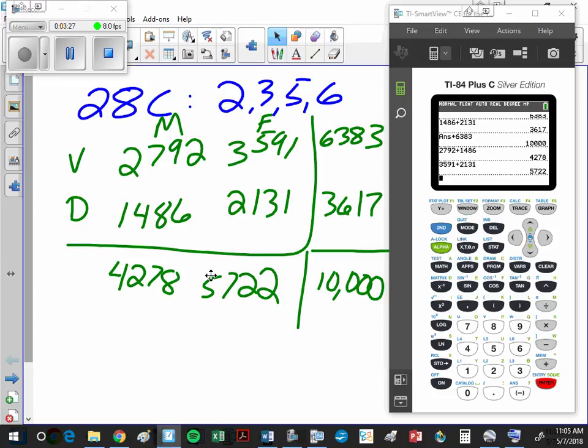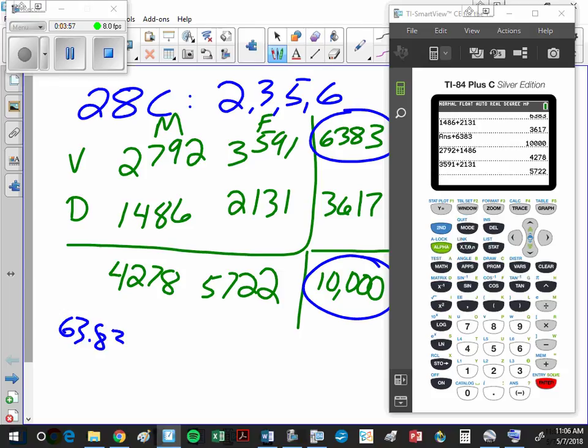So what I need to do is figure out what percentage of the population voted. How would I do that? I take this and I divide it by 10,000. Now, they are nice to us. I know what the answer is because it's divided by 10,000. It's 0.6383. So what we're saying is 63.83% voted.